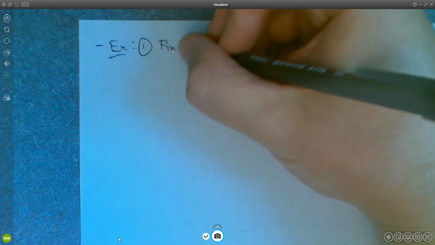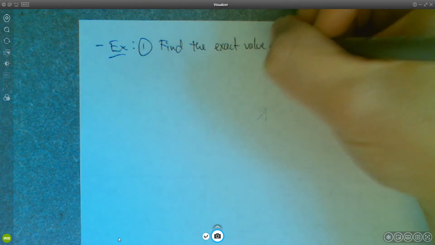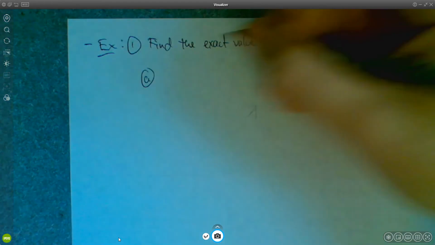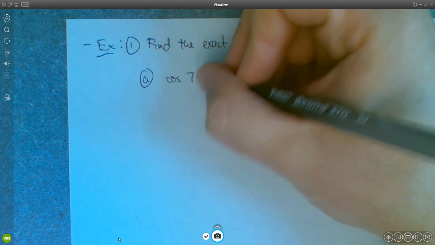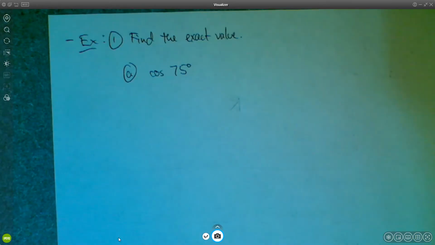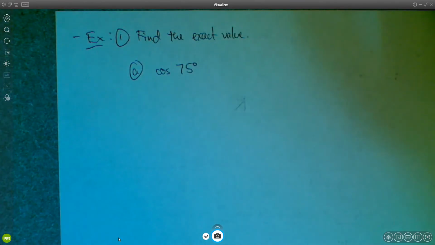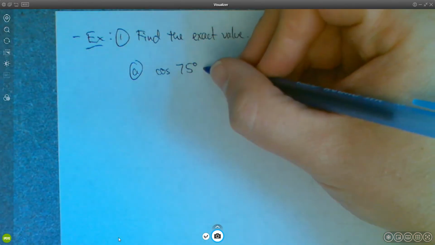So let's find the exact value of cosine of 75 degrees. Okay, 75 degrees is not one of those special angles that we have memorized, right? We know 30 degrees, 45 degrees, 60 degrees, and of course the quadrantal angles 0 degrees, 90 degrees, but we don't know cosine 75 degrees. However, we can rewrite this in terms of two angles whose values we do know, right?